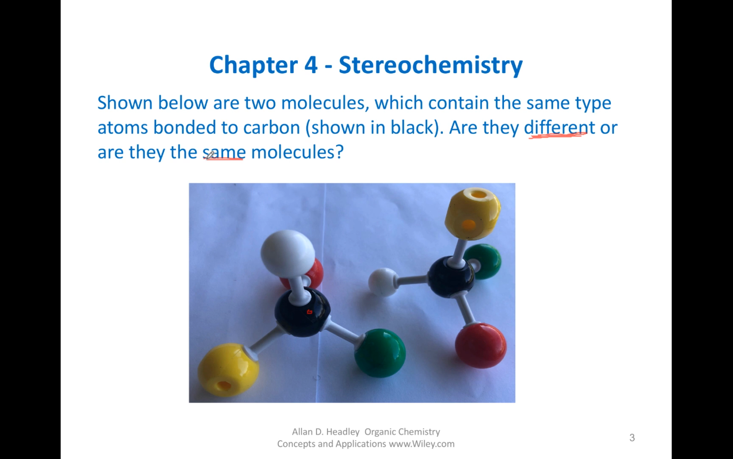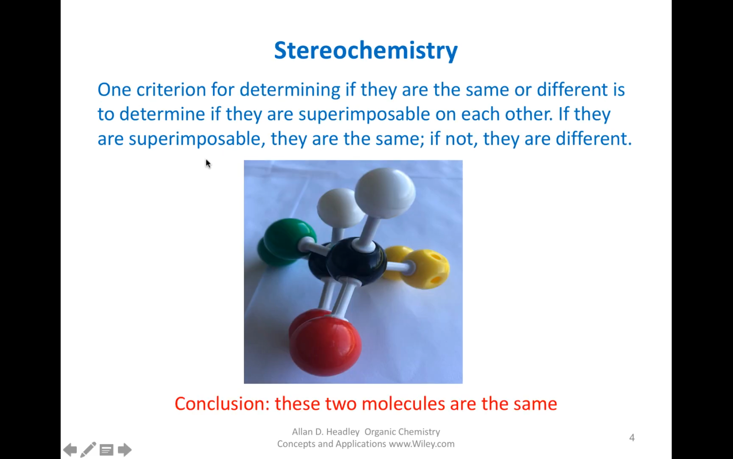Looking at it, it's very difficult to determine unless you have a way of determining if they are the same or different. It's like asking you if your right hand is the same as your left hand. That's a tough one because they look pretty much the same. So what we'll do first is we will determine a method to distinguish isomers if they are the same or are they different. So let us look at that definition or that criterion.